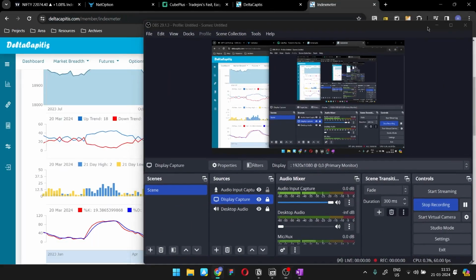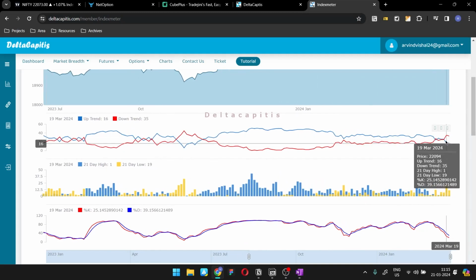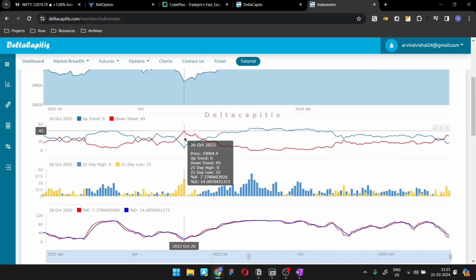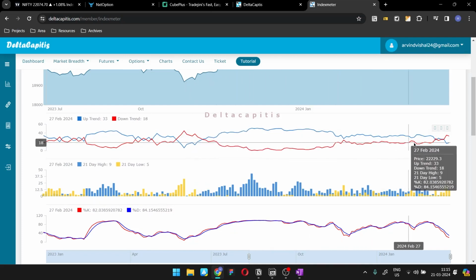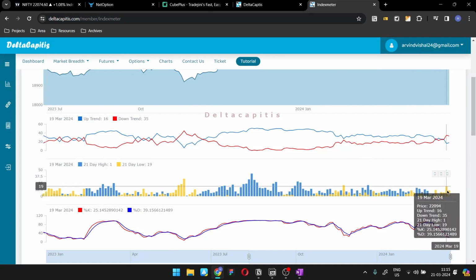Something interesting is happening in the last few days. Look here: the number of bearish stocks, the stocks that have gone into a downtrend, are more than the bullish stocks. This is the first time we've seen this since October 23, so almost 7-8 months later we're seeing bearishness start in the market. The number of stocks that have entered downtrend is more. Downtrend at 33 stocks, day high only 2 stocks.